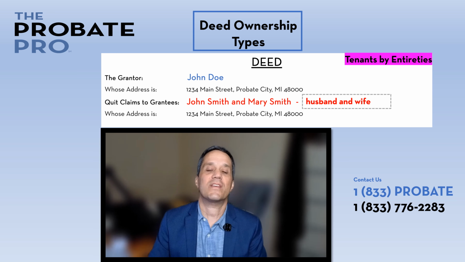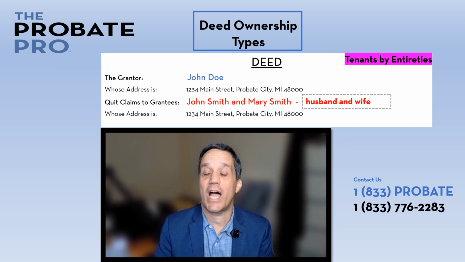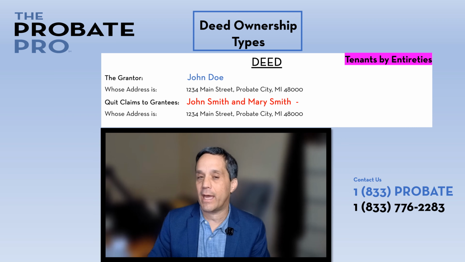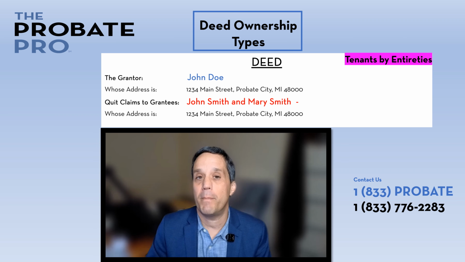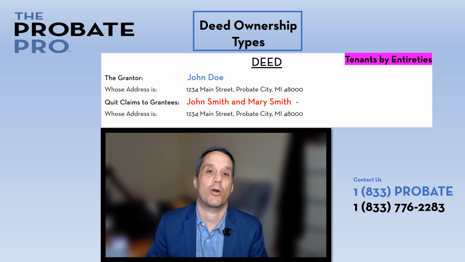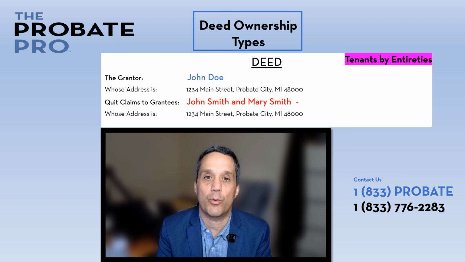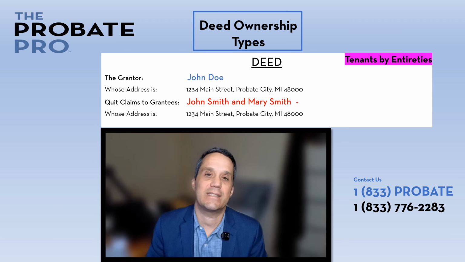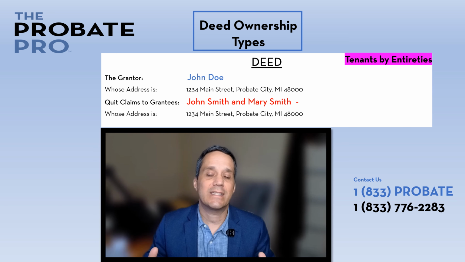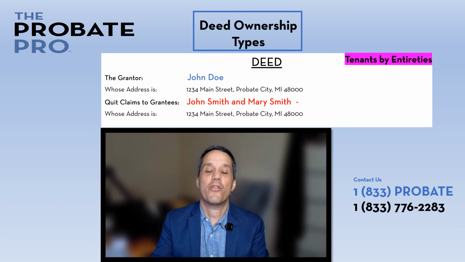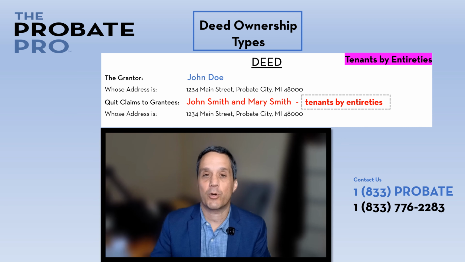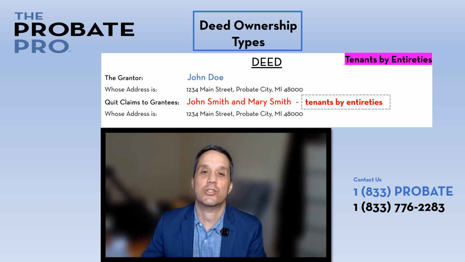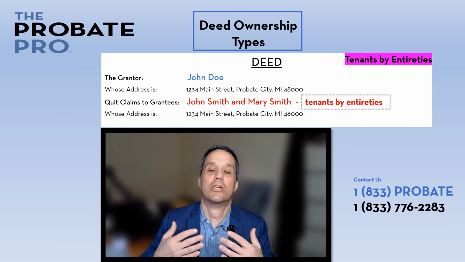Now, what about the situation where it just simply says John Smith, comma, a married man, or Mary Smith, comma, a married woman, without identifying the marital relationship? In most circumstances, that is an individual ownership, and the marital status is not reflective of their ownership as tenants by the entirety, but rather their individual interest. Why is this so important? Well, upon that person's death, instead of it going to the surviving spouse, it has to go through probate.